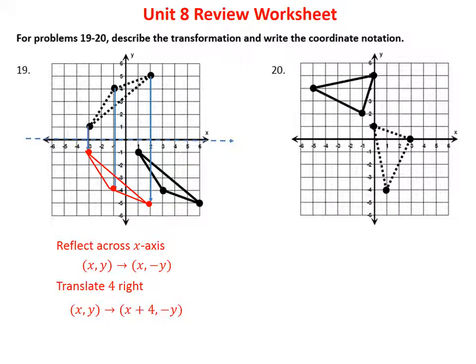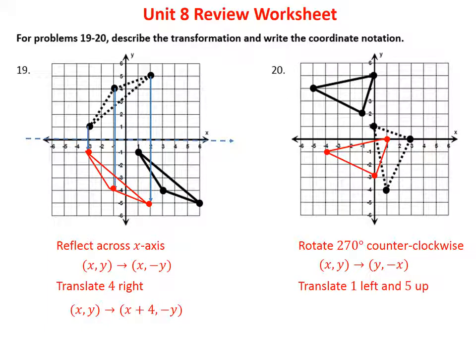I realize that if I rotate it 90 degrees clockwise, which would be 270 counterclockwise, I can get it in that shape. So let's do the rotation. And that is (x, y) goes to (y, -x). Now you notice all I need to do is translate it 1 left and 5 up. It's a little tricky here.